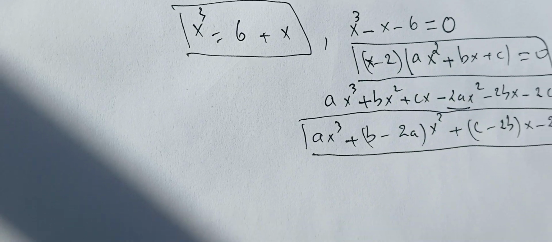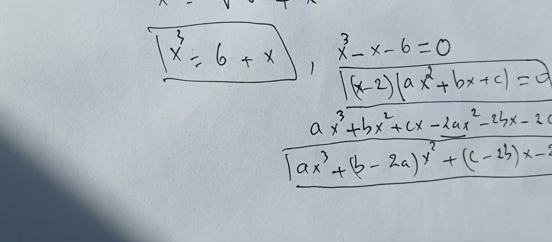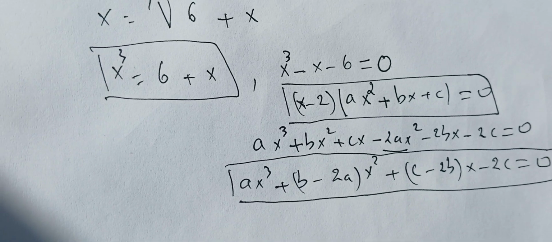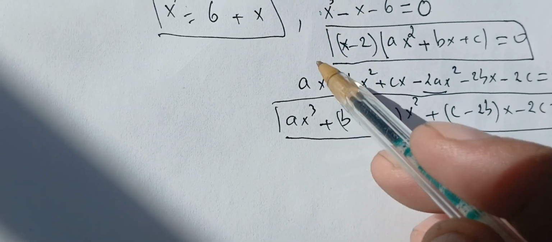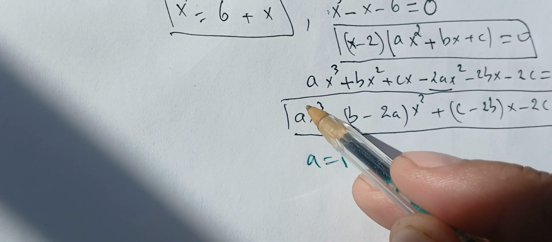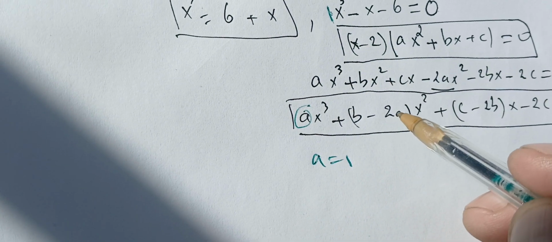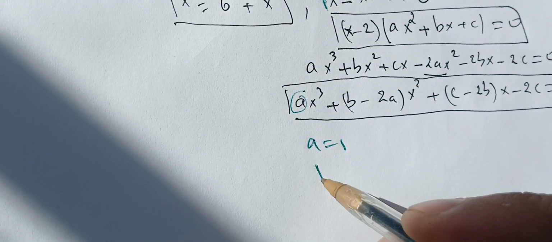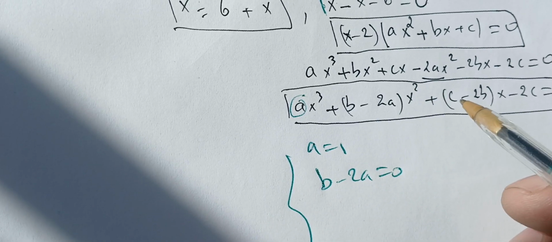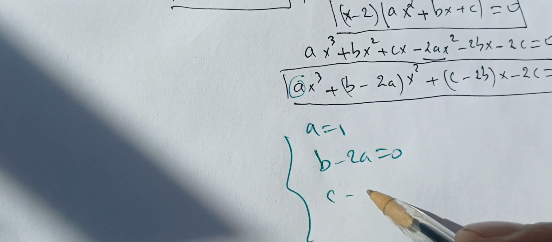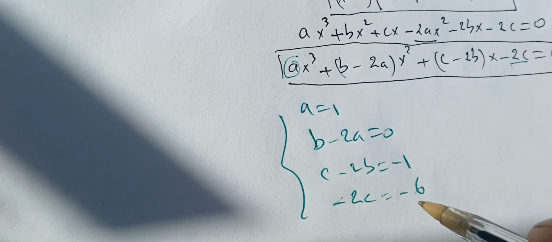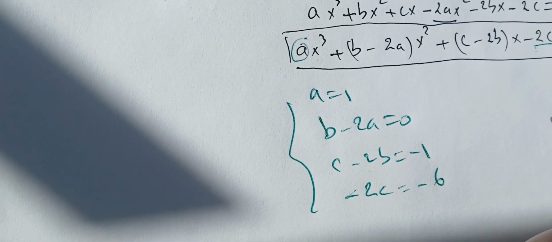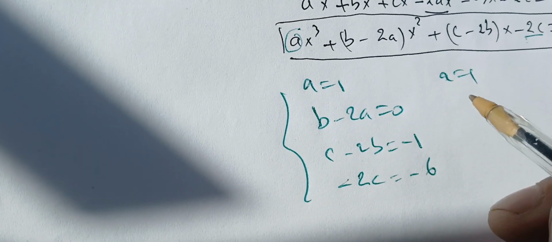Note that you have to write it in this form. Don't keep it like this, equals 0. Okay, so this is an equation. Now I can see that the x cubed coefficient should match with this one. I have a is 1, because there is 1 here. For the x squared, there is no x squared, therefore b minus 2a is 0. For the x, I have minus 1 here, that means c minus 2b is minus 1, and lastly, minus 2c is minus 6. I always keep 1 extra equation to check. So this gives me that a is 1 and b is 2.